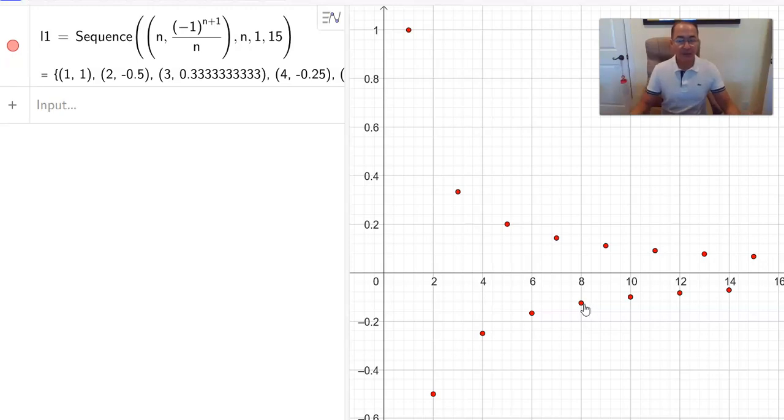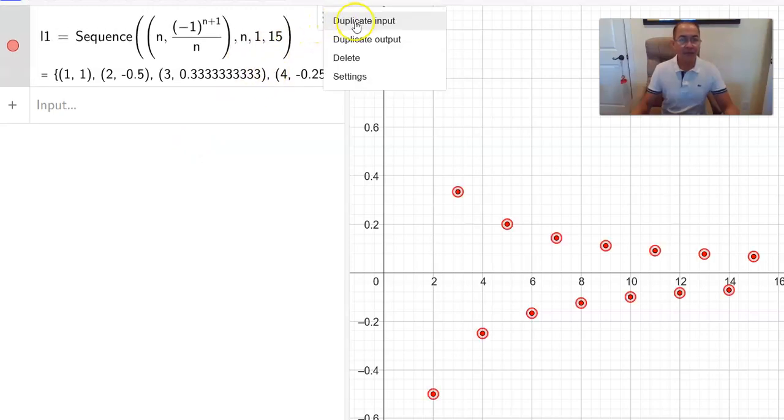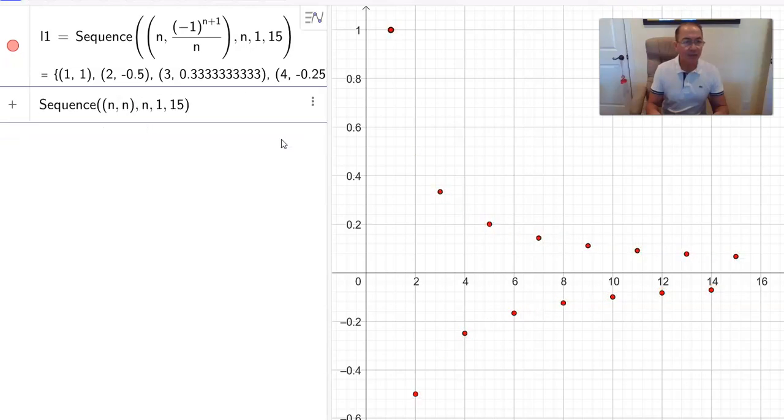Okay, so next we're going to plot the partial sums. To do that, let's duplicate this sequence command. There are now 2 of them. So instead of just the term, we're going to use the sum command in order to get the partial sums, right? So just so we don't wreck this, I'm going to delete that. Sometimes GeoGebra does strange things if you push the wrong button. So let me pause it now.